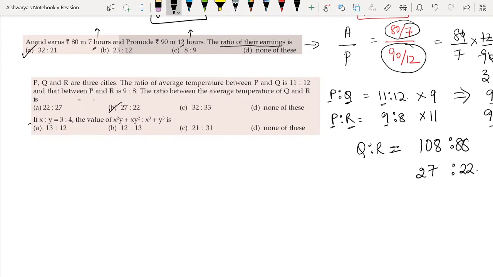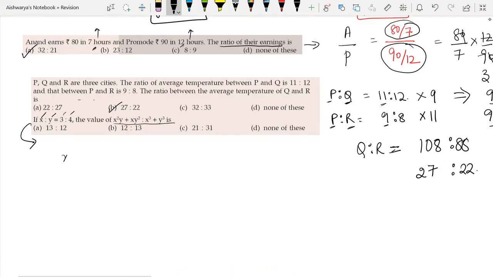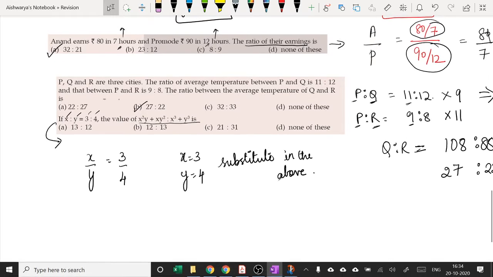Okay. Then coming to these types of questions. In this type of question, what will happen is x is to y is 3 is to 4. The x value is given to you. What is the value of this particular term? So what you do is, x by y is 3 by 4. You will just take the x value as 3, the y value as 4, and substitute in the above. Then you will get the answer automatically.